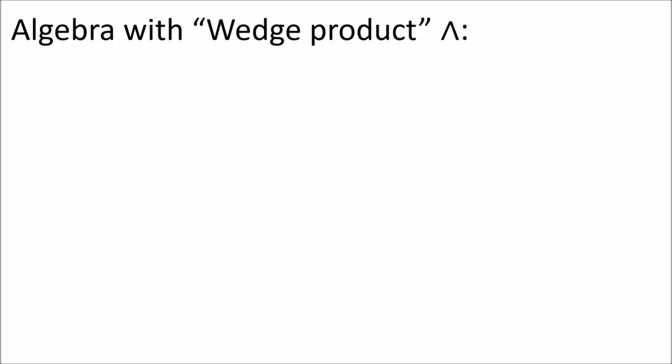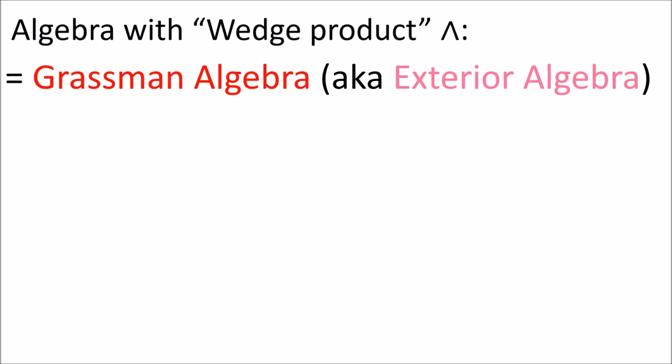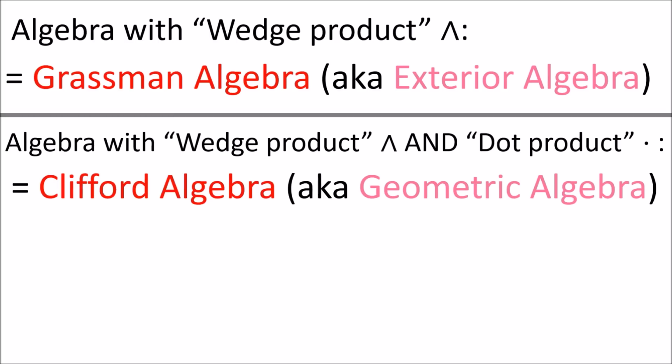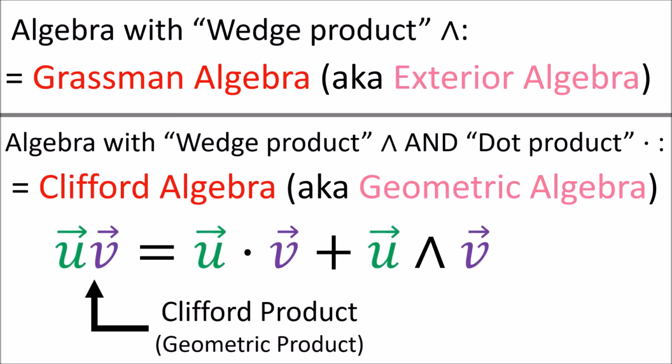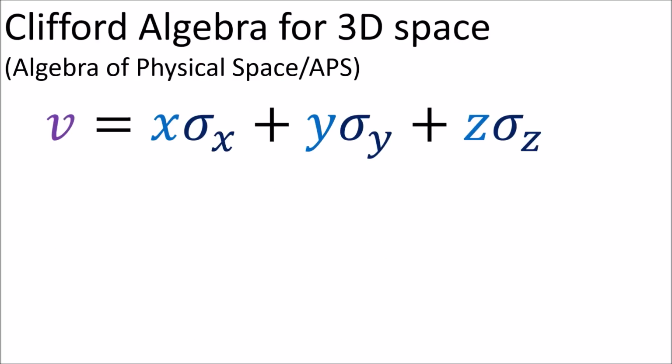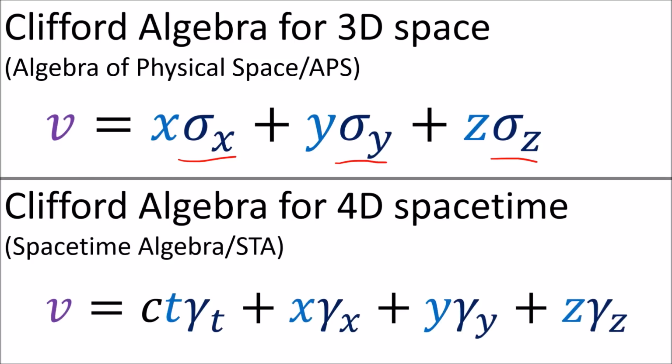An algebra with the wedge product is called a Grassmann algebra, or sometimes an exterior algebra. When an algebra has both a wedge product and a dot product, we call it a Clifford algebra, also called a geometric algebra. The Clifford product of two vectors is like a combination of the dot product and the wedge product. In the Clifford algebra for 3D space, the basis vectors are the sigmas we saw before. And in 4D spacetime, the basis vectors are the gammas.